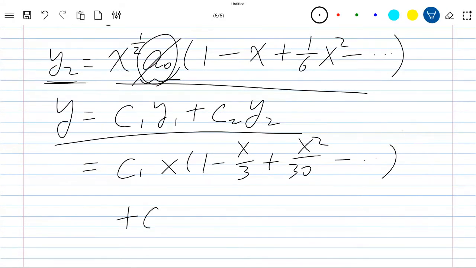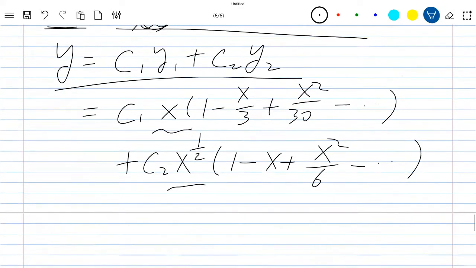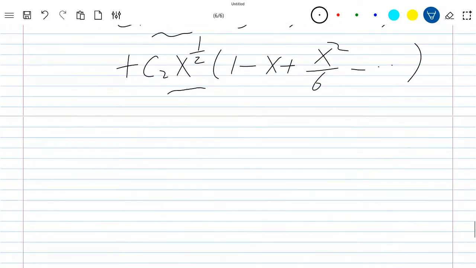Plus c2 times x to the 1/2, 1 minus x plus... Okay, that's your final solution. You have two linearly independent solutions. One is like x, one is like x square root. Alright, that's what we do for a regular singular point.